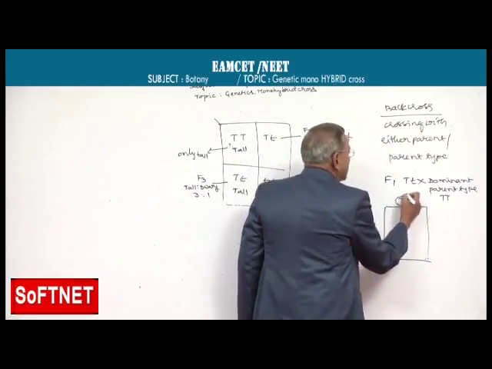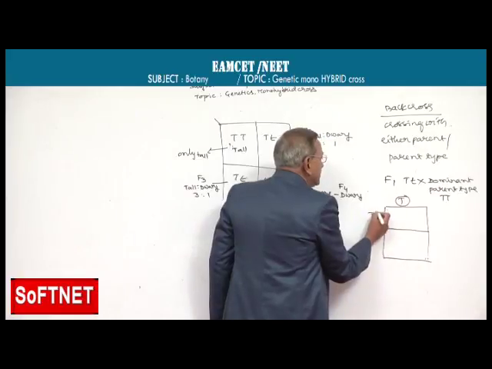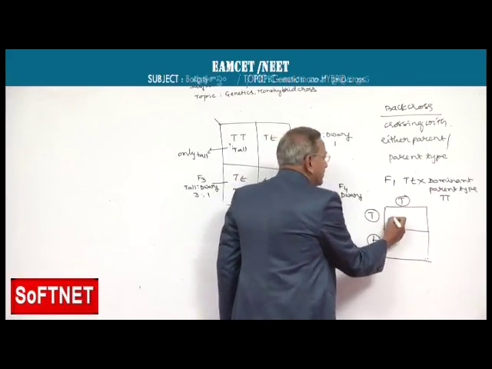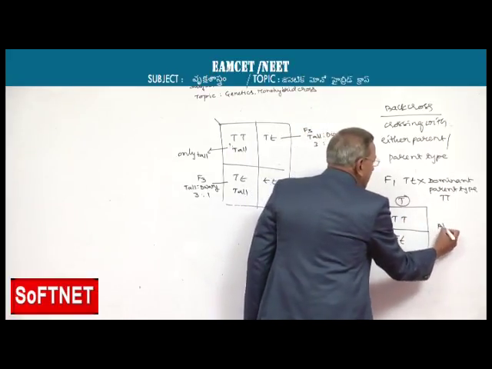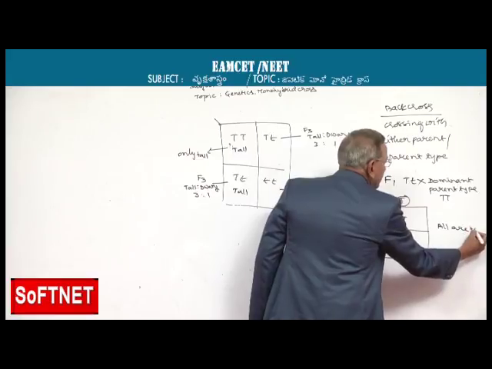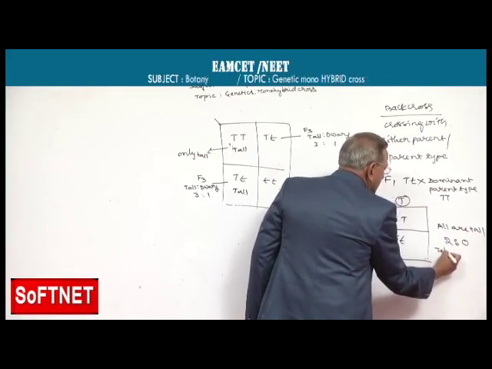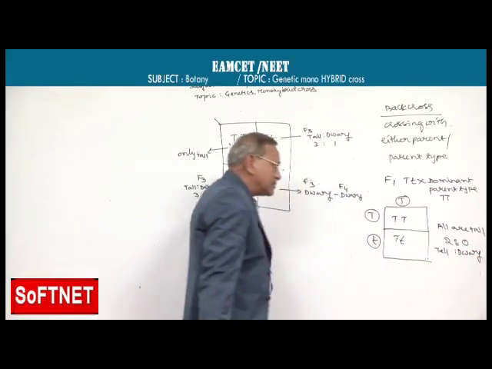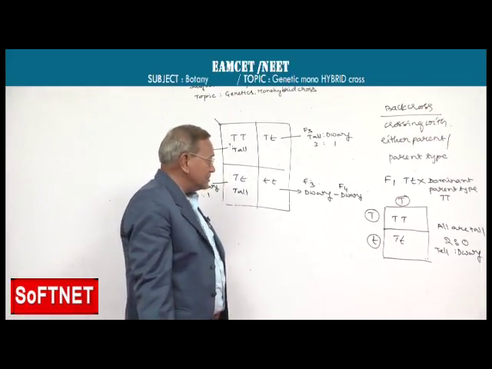So this is the gamete produced by the dominant parent type. These are the two kinds of gametes produced by the F1: capital T, capital T, capital T, small t. All are tall. So the tall to dwarf progeny is in the ratio 2:0.